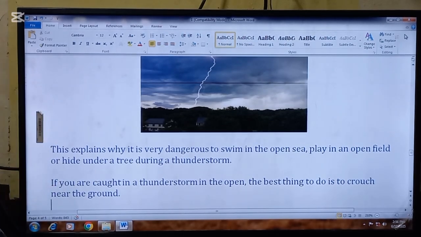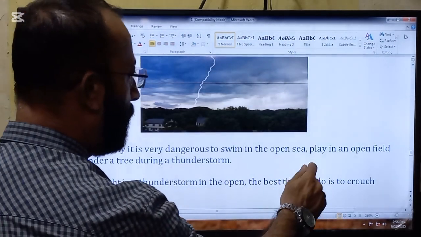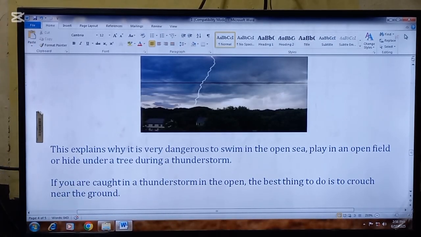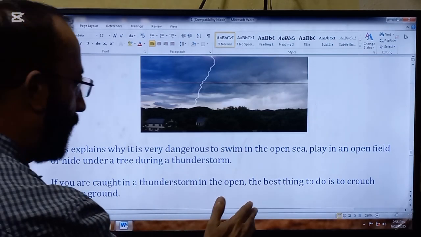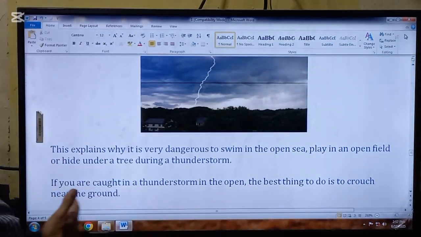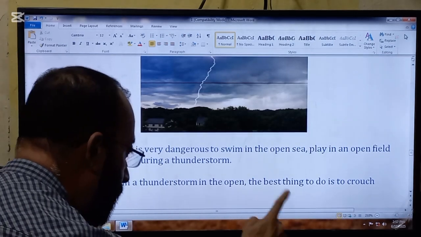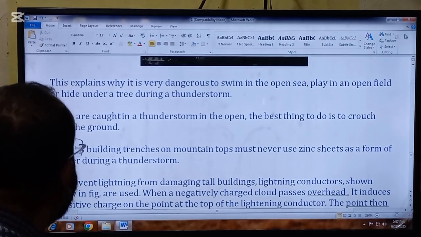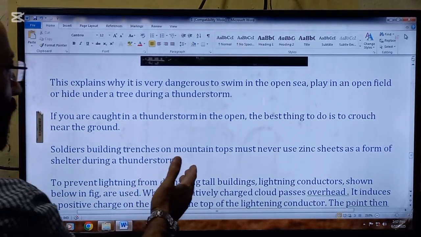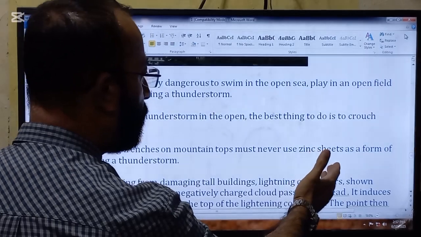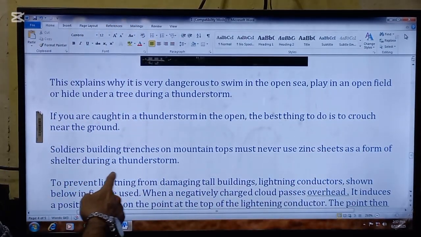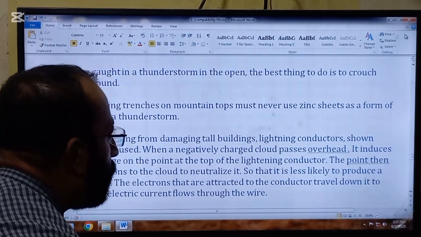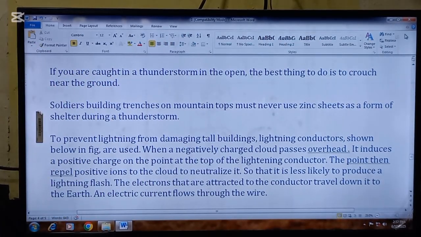This explains why it is very dangerous to swim in the open sea, play in an open field, or hide under a tree during a thunderstorm. If you are caught in a thunderstorm in the open, the best thing to do is to crouch near the ground. So this is the best way to avoid the lightning. Soldiers building trenches on mountain tops must never use zinc sheets as a shelter during thunderstorms because they can create the path between the charged object and the earth.